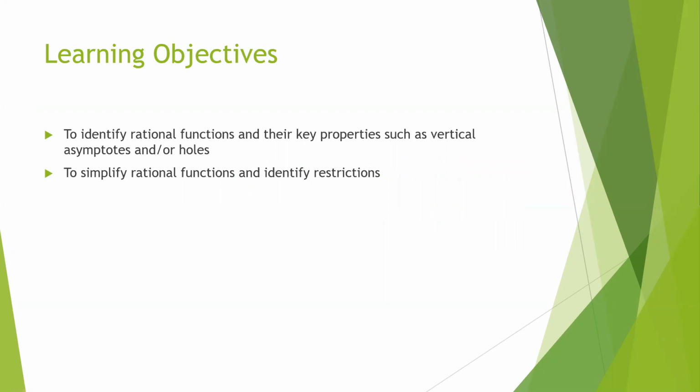So what we're going to learn about here is rational functions and the key properties that they have, such as vertical asymptotes and holes. We'll talk about how to identify them, and then we're going to look at simplifying rational functions and identifying restrictions. I think this is the tough part, where a lot of people seem to get confused.